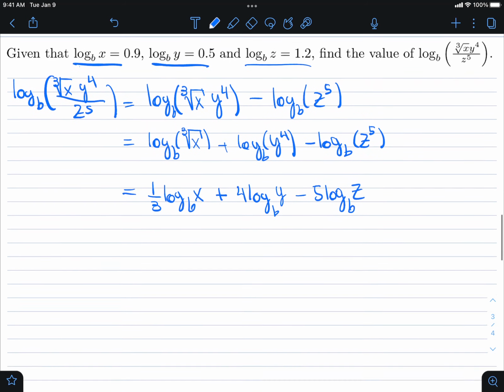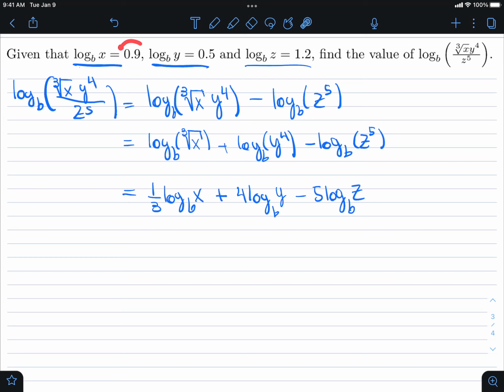And then finally, you want to plug in the values you were given. So log x was 0.9. This is what makes it interesting, right? I have no idea of what x is, nor of what b is, nor y, nor z, but I know exactly what this expression is because I know their logs initially. Log y base b is 0.5, and log z base b is 1.2. Gotta be careful with your notation here, so your reader is not confused as to what is a decimal dot and what is multiplication.